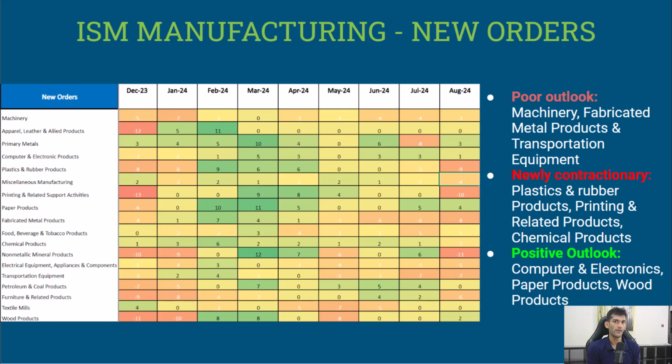So these are the areas where we potentially could start looking for shorts. While researching these segments for shorts, we have to make sure that this is the start of a new contractionary period and that it's not only going to be a 1 month thing. On the other side, we've also got a few sectors with positive outlooks. Computer and electronics, paper products, and wood products are showing better prospects than before. So these could be some segments where we start looking for long trade ideas.